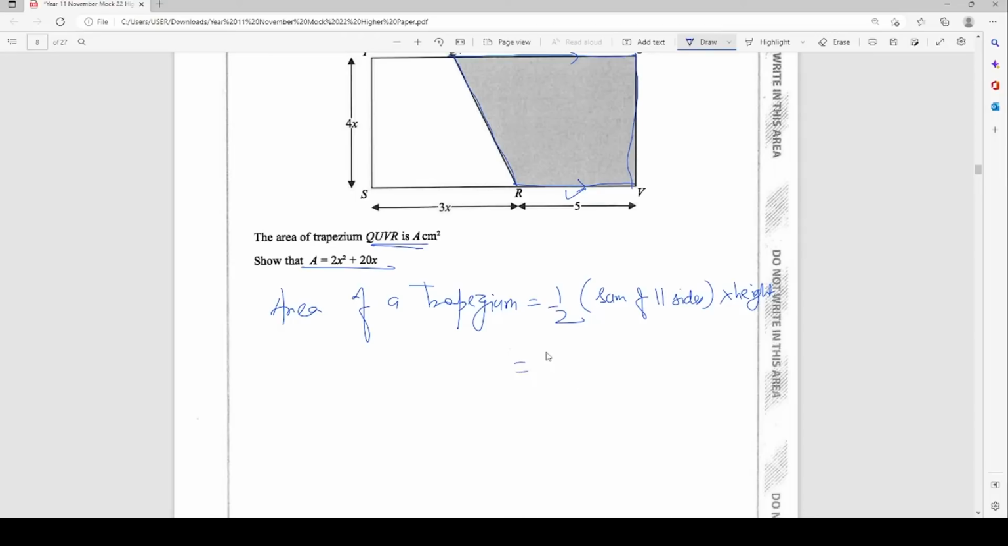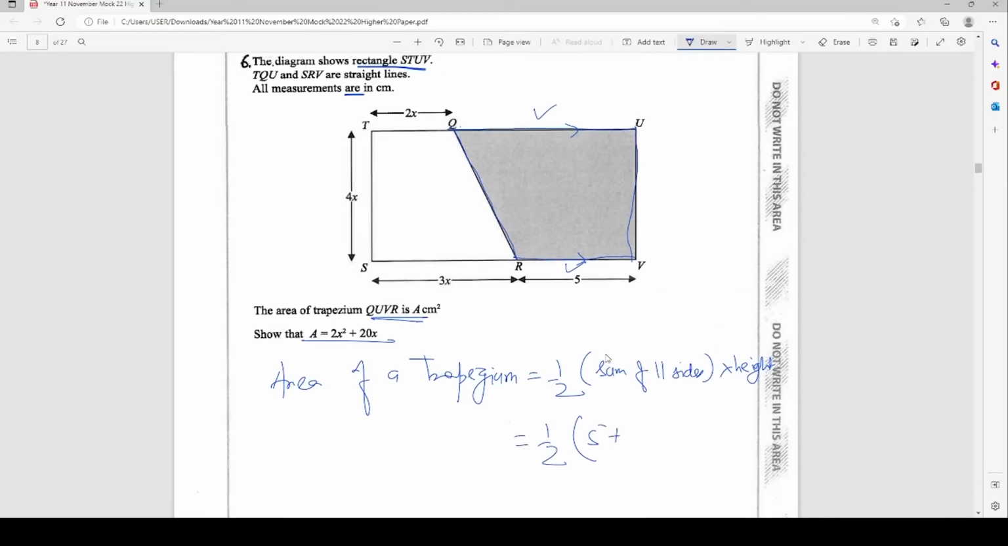So what is my parallel side? Half, this side is 5 plus this side, the total is 5 plus 3x. If I subtract 2x from it, I can just write 5 plus x. This is what my 5 plus x is. So 5 plus x times the height. The height is 4x. Let's write 4x.